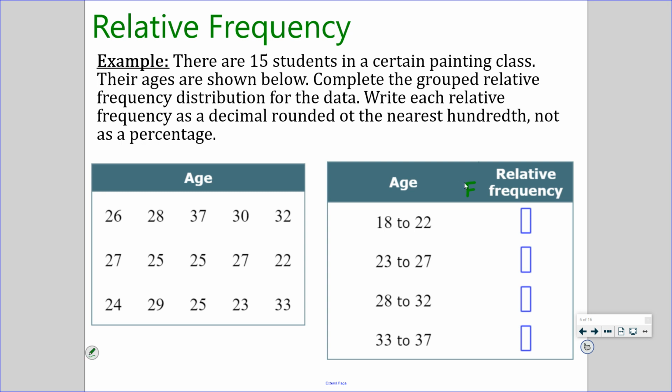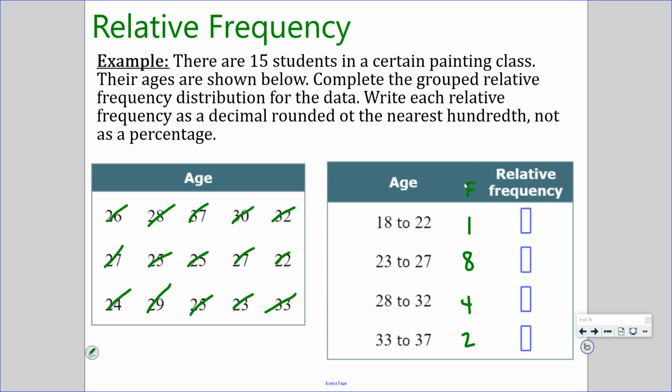Okay, here's what you should add for your frequencies. 18 to 22, there was only one, this 22-year-old. 23 to 27, I found 8 of them. 23 to 27, what a great age. Okay, there's those 8. 28 to 32, I found 4. And then 33 to 37, there's just these 2. Okay, so there's a frequency.